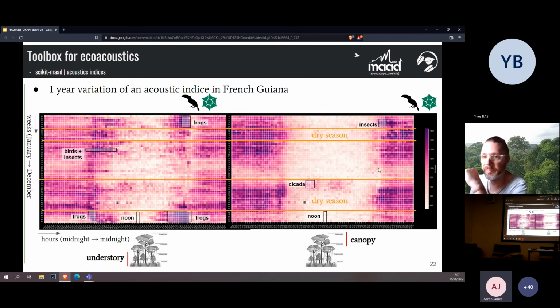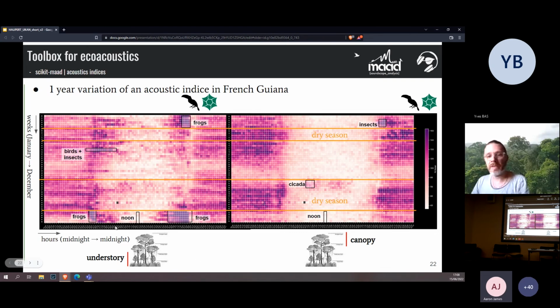Just a few words about something else, because this morning we talked about acoustic indices. Scikit-MAD offers the possibility to compute more than 60 acoustic indices. And here is an example of one-year variation of an acoustic index that reflects the acoustic abundance in French Guiana, which is our second long-term monitoring project.